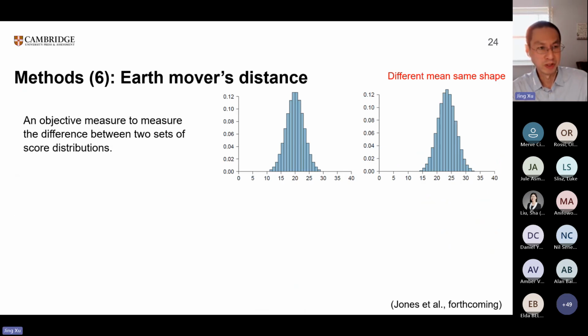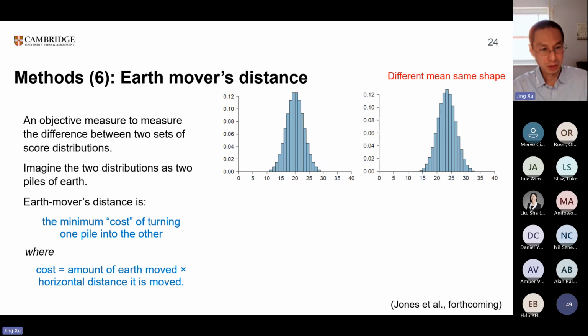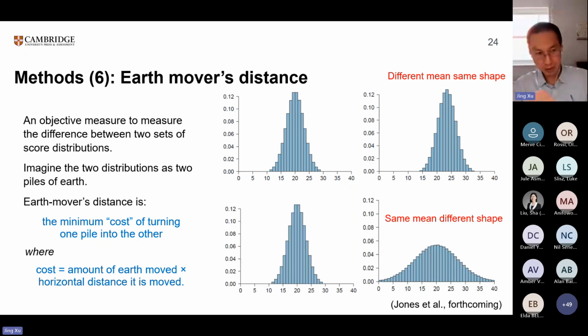The last one is about Earth mover's distance. This is a measure of the difference between two sets of score distributions. For example, on the right side, you can see two score distributions. They have the same shape but different means. You can see the peak of the score distribution moving to the right. So this is a shift of the distribution to the right. And in the lower two figures, you can see it's the same mean, but a different shape of the score distribution. The distribution becomes flatter.